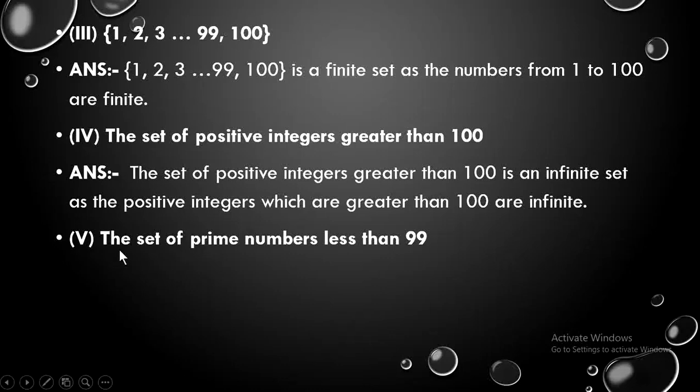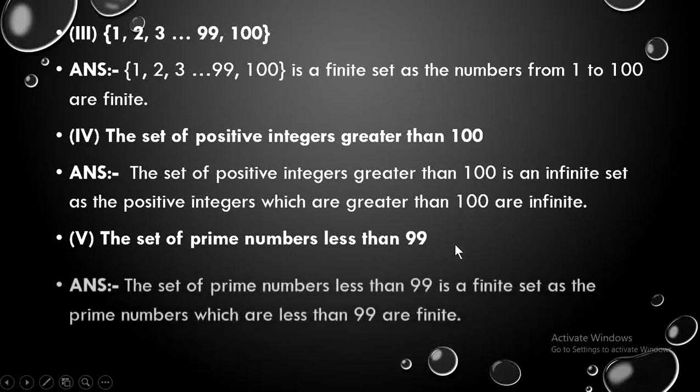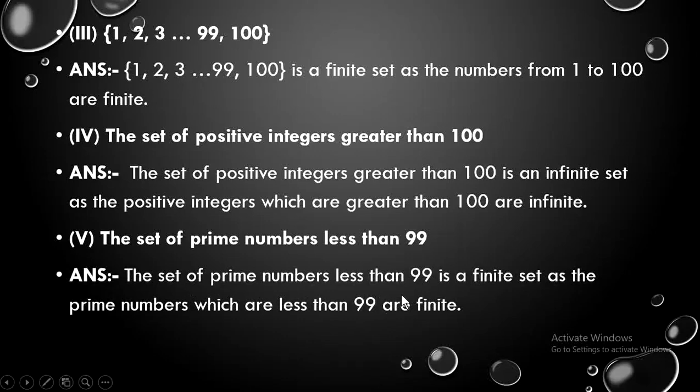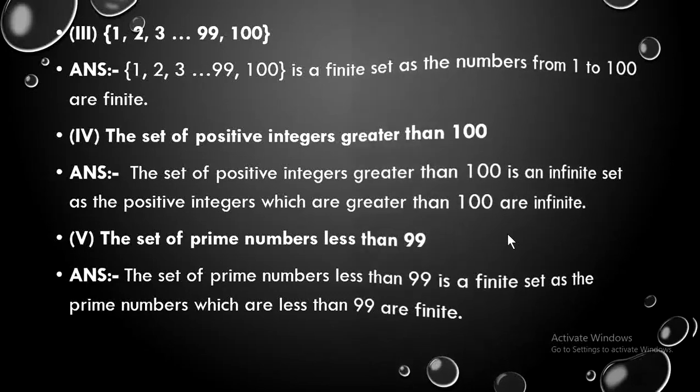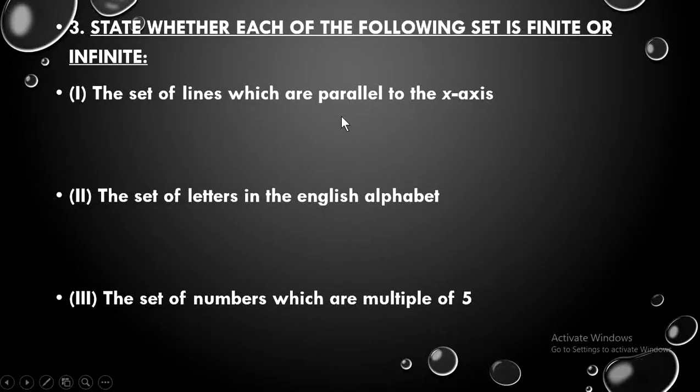Next one says the set of prime numbers less than 99. Now over here, this is a finite set because when you try to make a collection, you'll get many numbers. I mean, you can get numbers such that you can make a set of them. It is a finite set because you can get the prime numbers which are less than 99. And you can even make a set, that is possible for you.